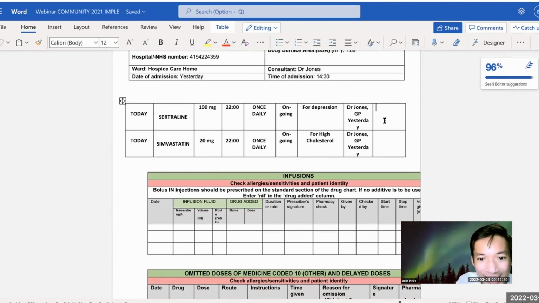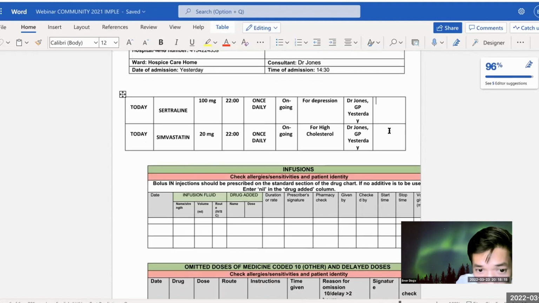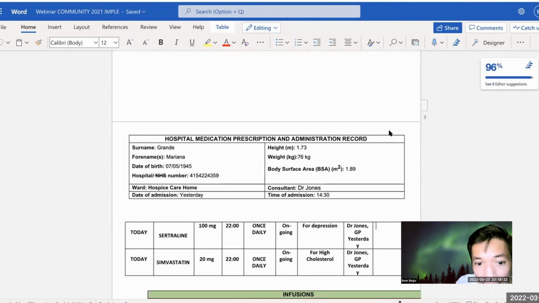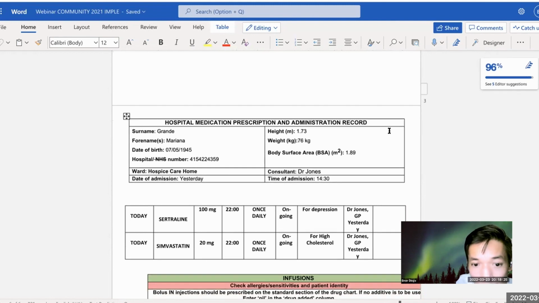We are giving it, because it's due now. Remember in the scenario, the patient came back from the hospital following depression. So this sertraline, we now know that sertraline is an antidepressant. Last medication, simvastatin, is 20 milligrams, 2200 hours, once daily, ongoing for high cholesterol, signed by Dr. Jones, GP. Are we giving this or not? We are giving this, same with your sertraline, because it's due. So for infusion, nothing prescribed. So Mariana, to summarize, the medications that I'll be giving: paracetamol for your pain, sertraline for your depression, and of course your simvastatin for your high cholesterol.